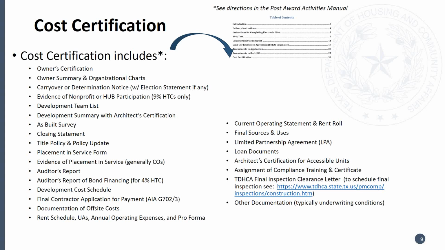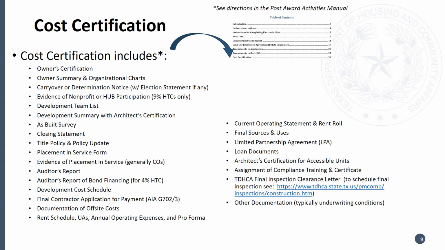Evidence of placement in service for a new construction development, this is typically the certificates of occupancy. For a rehab deal, there's usually an exhibit that is completed by the CPA and an exhibit that is completed by the architect. So it's just, again, confirming the dates that are elected as placed in service.